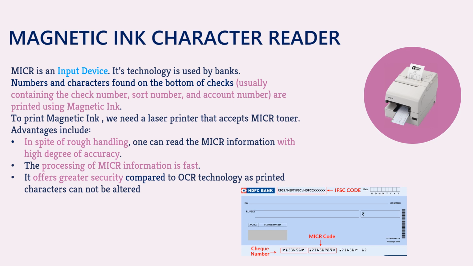So MICR characters can be easily read by us also. It is not that we cannot read them, but this device, the character reader, is used to read those characters, and these characters have a special meaning. They contain the bank's IFSC code, the check number, and the MICR code, so that whatever money is getting transferred through the check goes in safe hands. So it is used for highly confidential work, and it is a very secure medium.